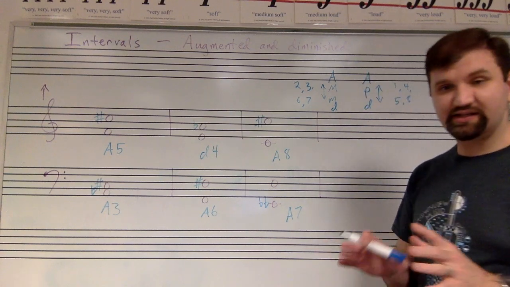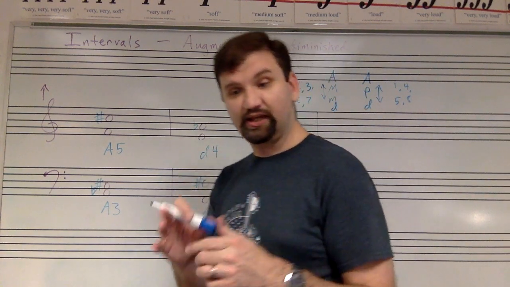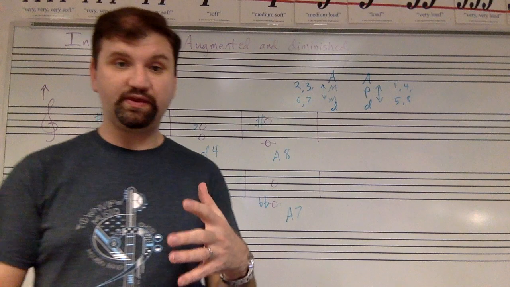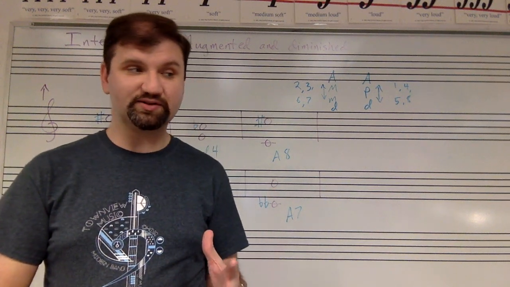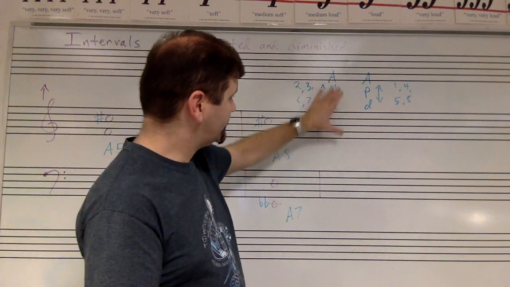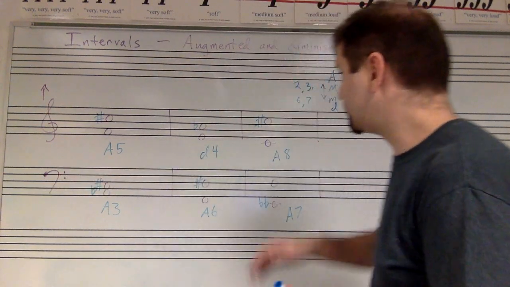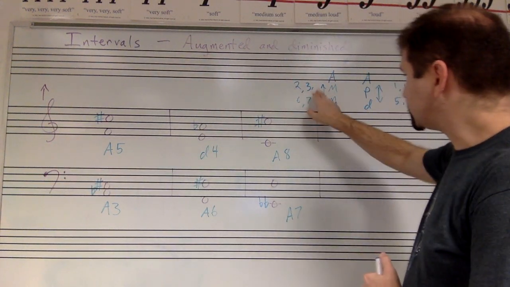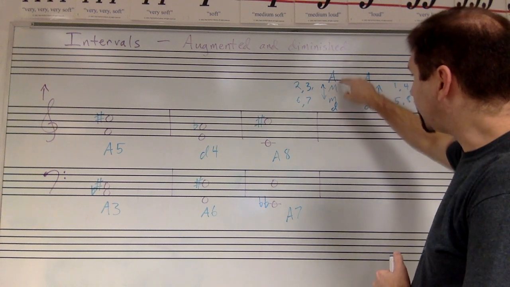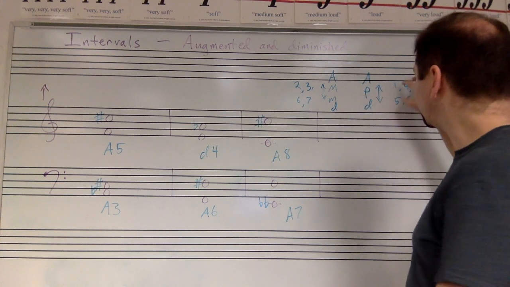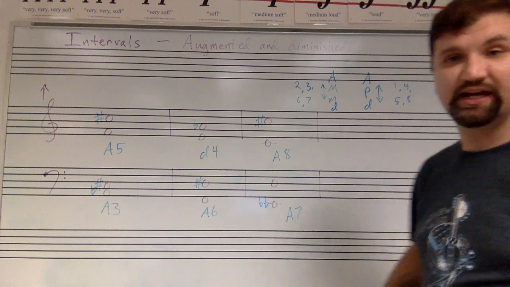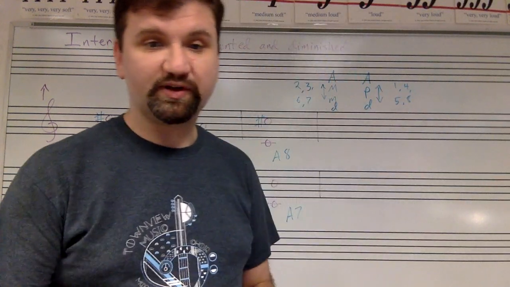So any of these intervals can be changed to be a different type of interval with the addition or subtraction of accidentals. They're still going to work within either this grouping or this grouping, and those are tied to the number, to the letters. So seconds, thirds, sixths, and sevenths can only be augmented, major, minor, or diminished, and firsts, fourths, fifths, and eighths can only be augmented, perfect, or diminished.